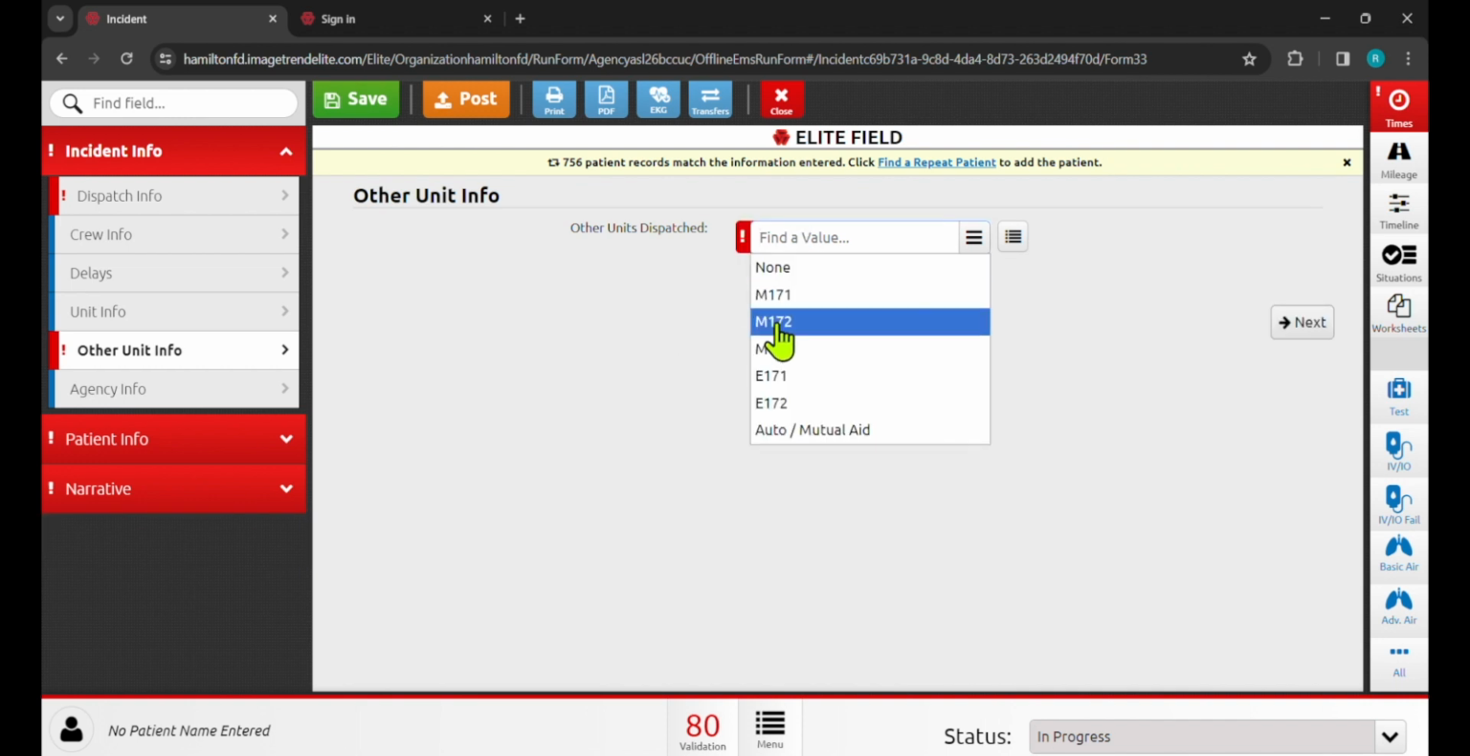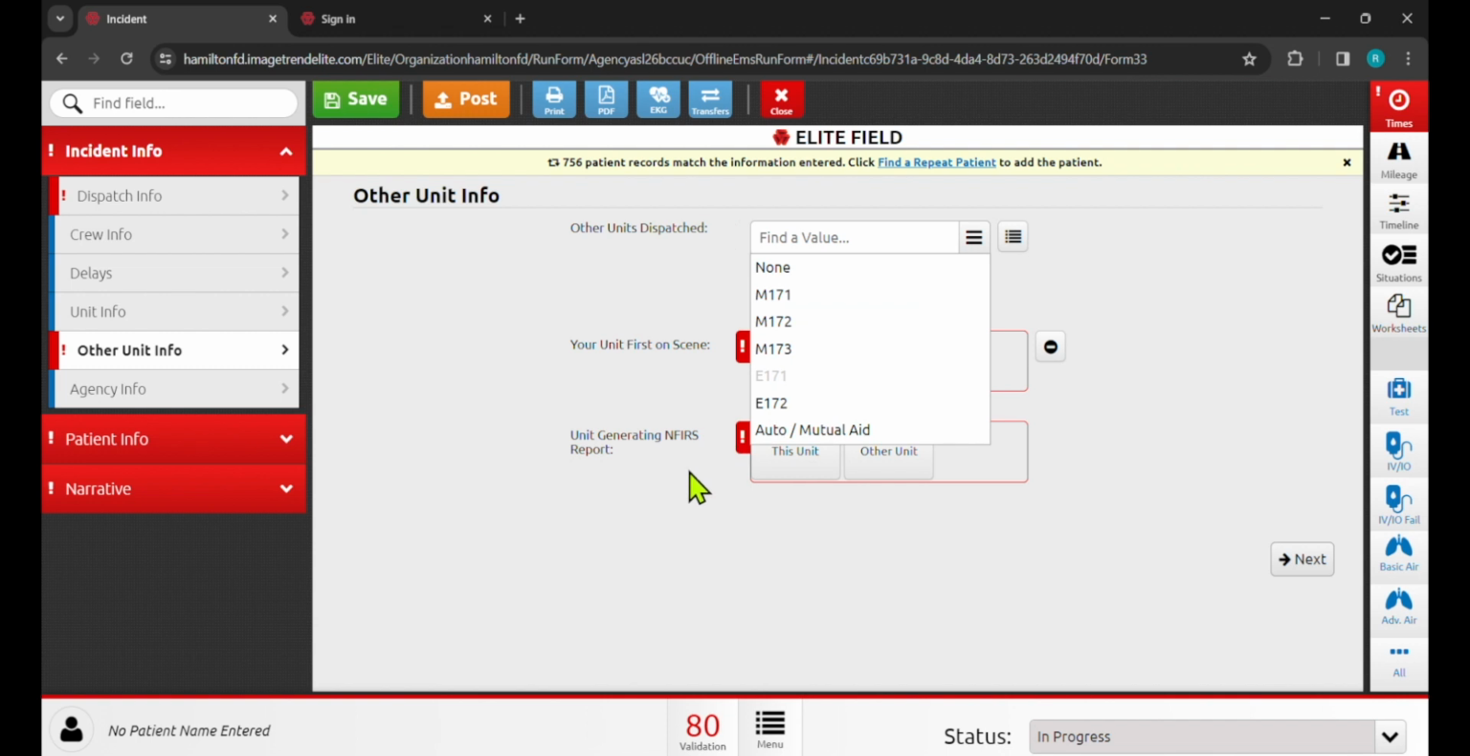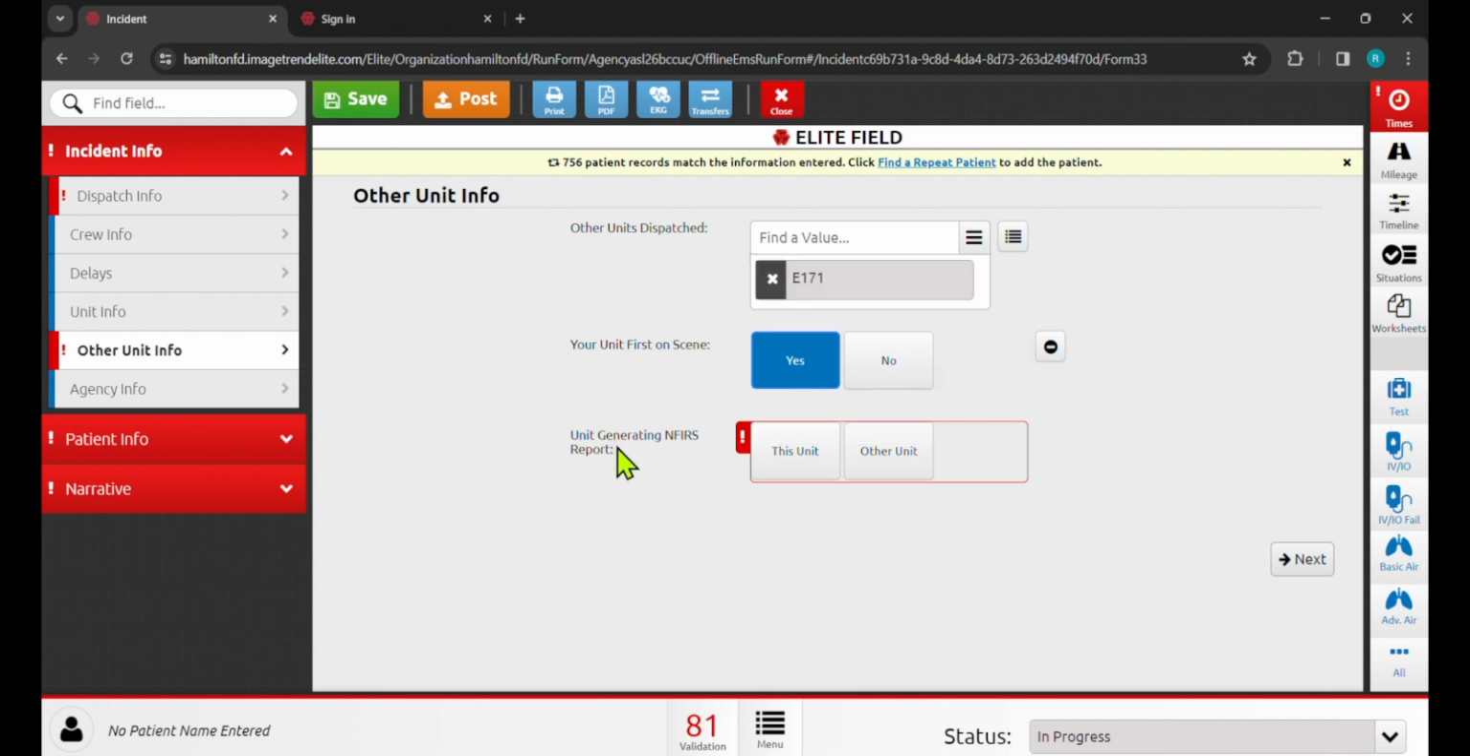When we select another truck was with us, now we want to know, were we first? Yes. And this is for continuity of reporting, we need to know who is generating the NIFRS report for this run. So let's talk a moment about NIFRS. This is something that is reported to the state of Ohio, and the state of Ohio in turn reports it to the National Fire Incident Reporting System. Every run that we have gets reported to NIFRS, whether it's a fire or EMS run.